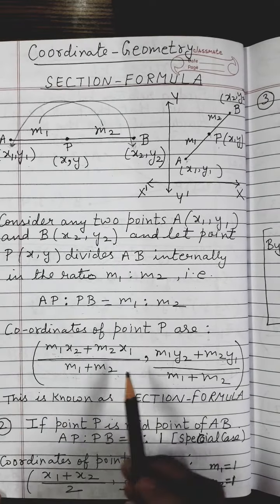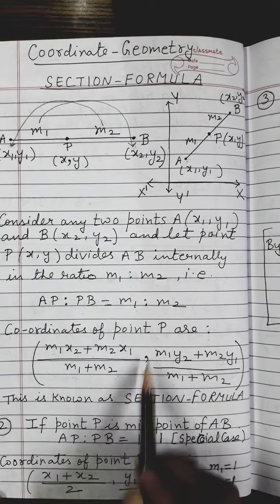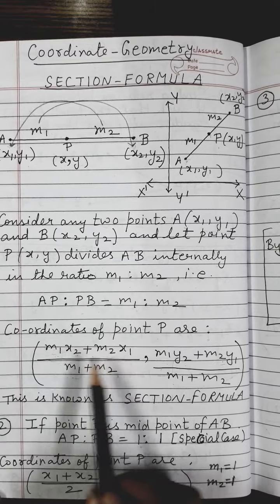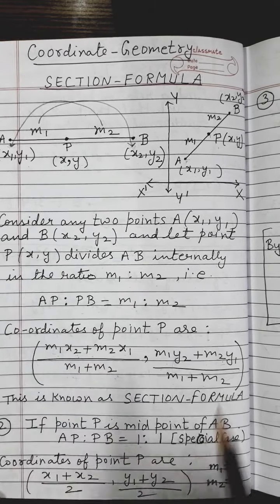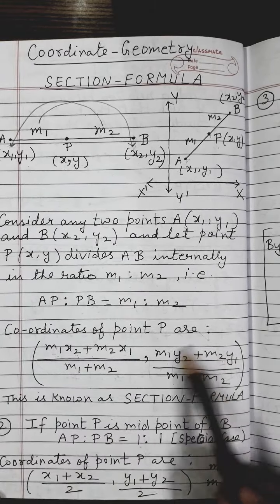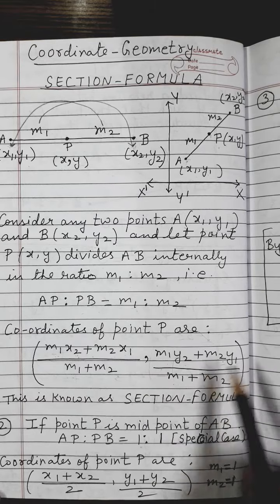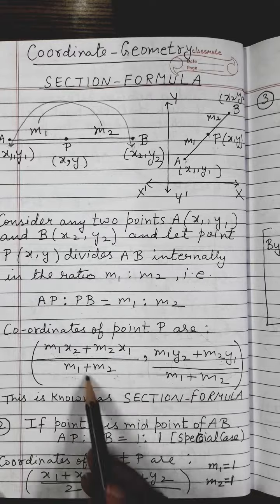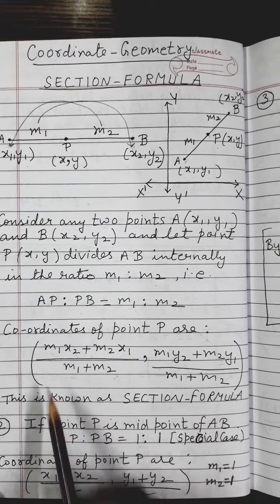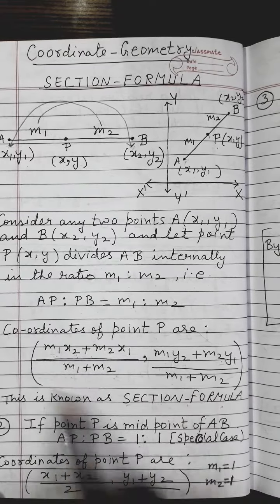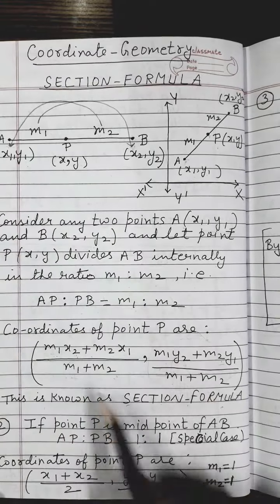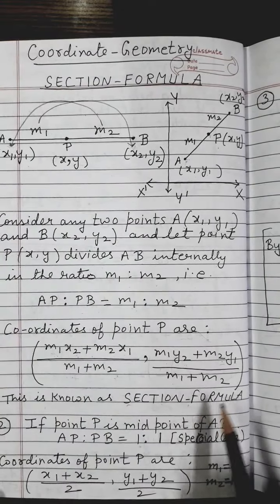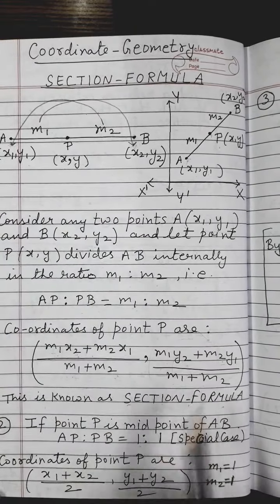One thing you will notice that this is the x coordinate of point P. So in this coordinate the x1 x2 terms are appearing. Similarly this is the y coordinate of point P. So in this coordinate y1 y2 terms are appearing. So this is the easier way to learn and understand this formula. This is what is known as section formula. You have to learn this formula the way I have told you. It will be easier for you to remember this formula. So this gives you the section formula.